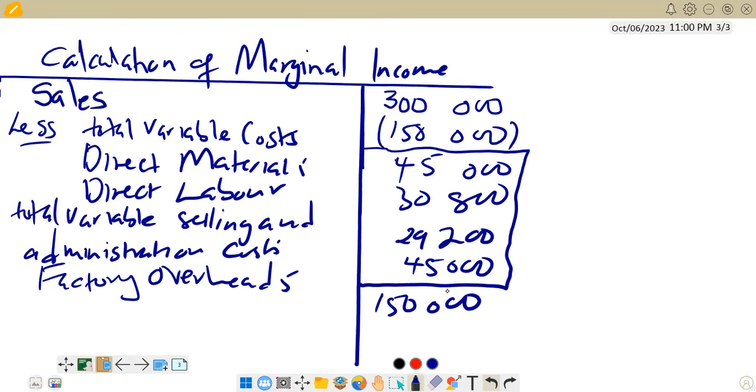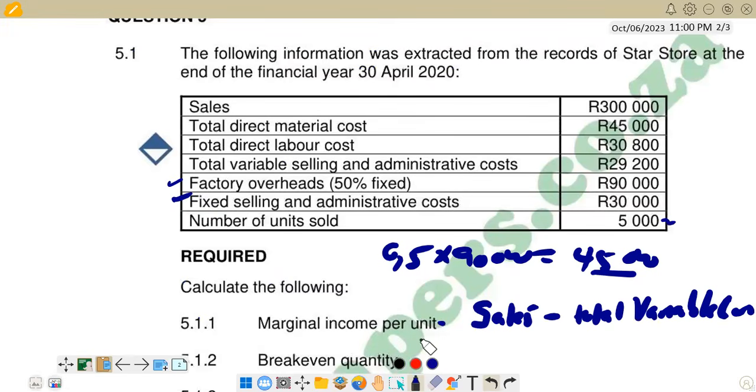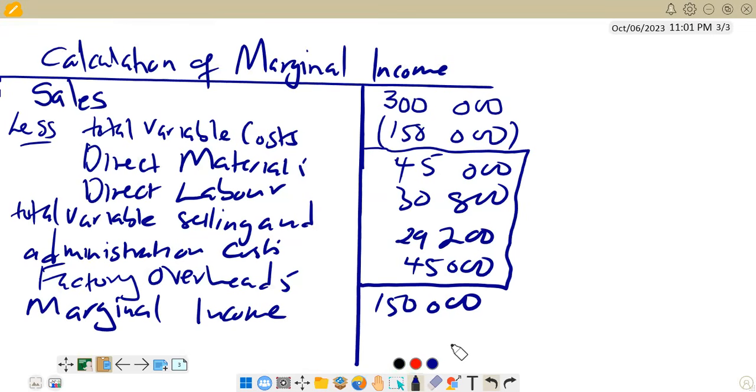And the figure that we found there, we call it marginal income. So that's the figure that we wanted to calculate. And our question, if we go back to our question, is saying calculate marginal income per unit. If you come here, the question is saying marginal income per unit, and you know we've got 5,000 units. So per unit, we are now just going to say 5,000 into the total for marginal income.